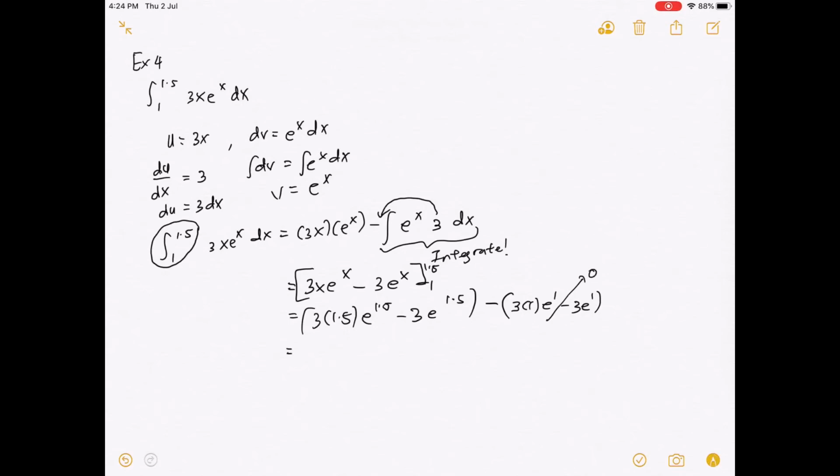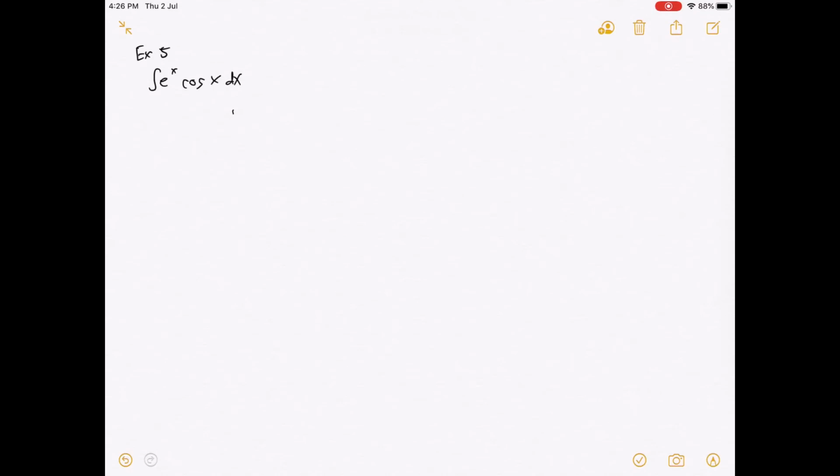This one will become 0. So we have 4.5 e^1.5 minus 3e^1.5, which will be 1.5 e^1.5. Use your calculator, you will find this value, 6.7225.